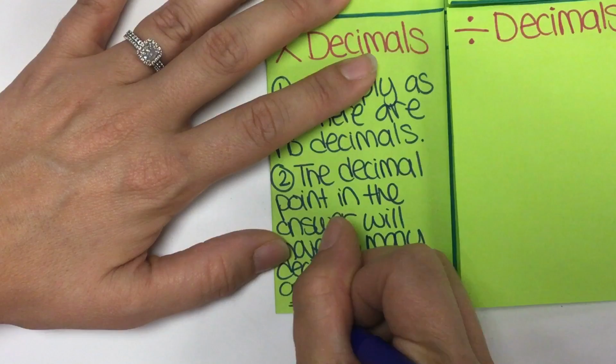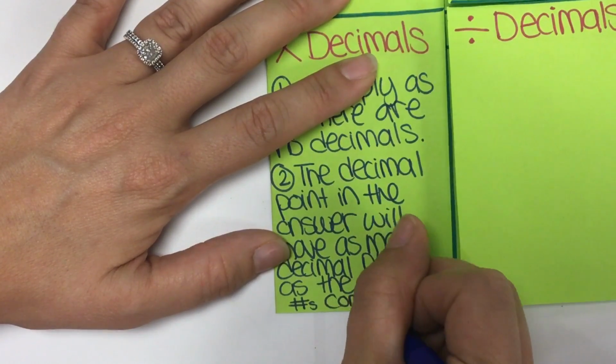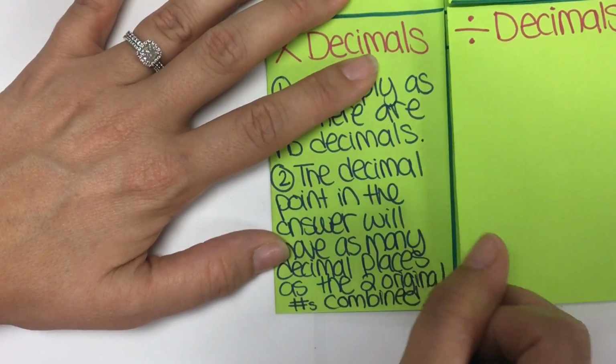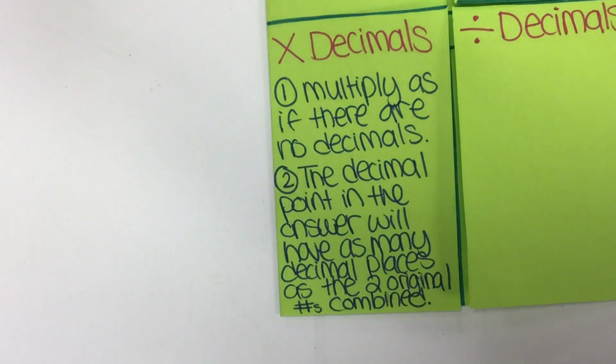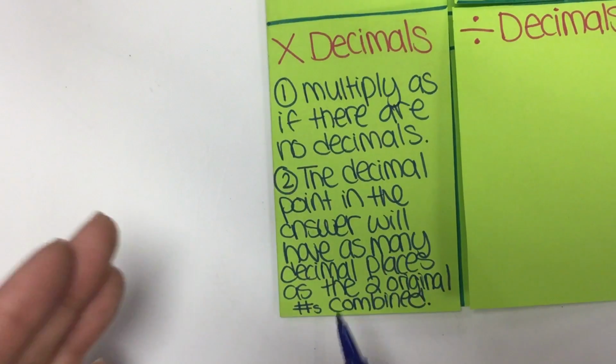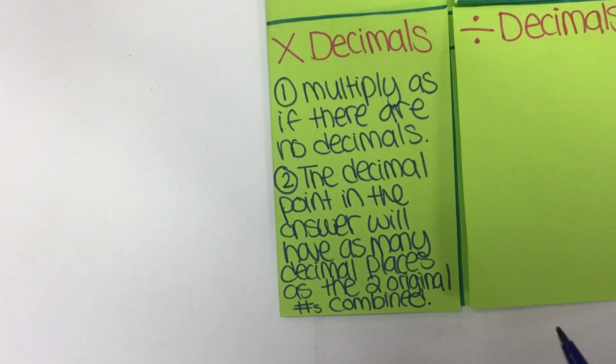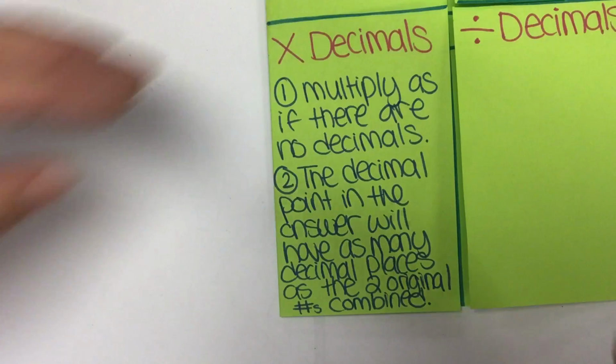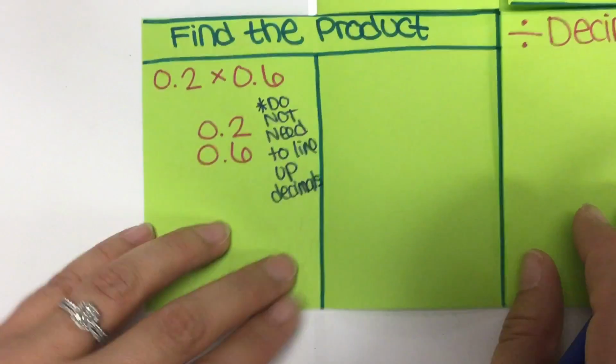I'm gonna use my little number symbol. Hashtag combined. No, that's a number symbol, I'm just playing. Okay, so we kind of talked about this. This means you count the numbers behind the decimal in your originals, and then you find out where that is. Let's see what that looks like.